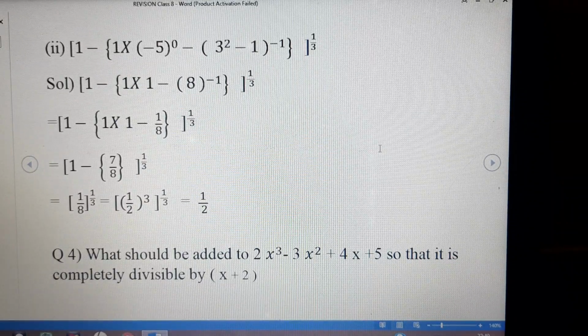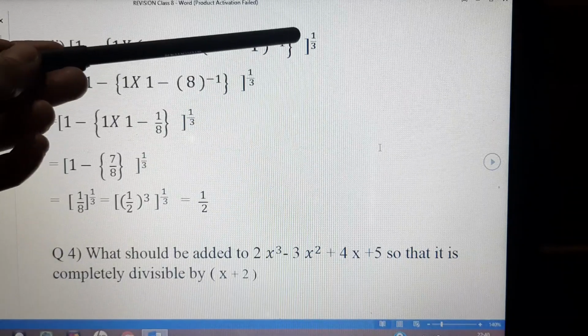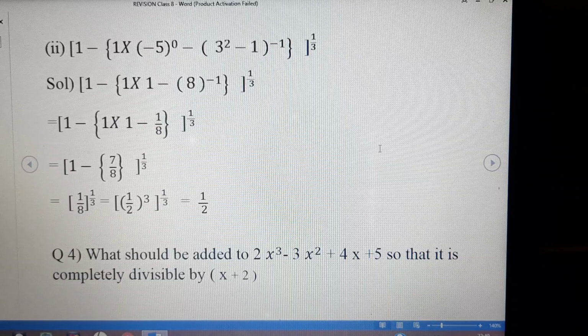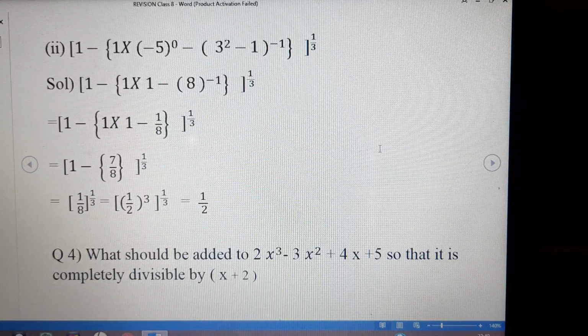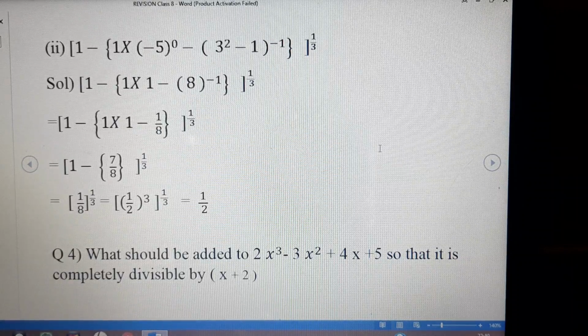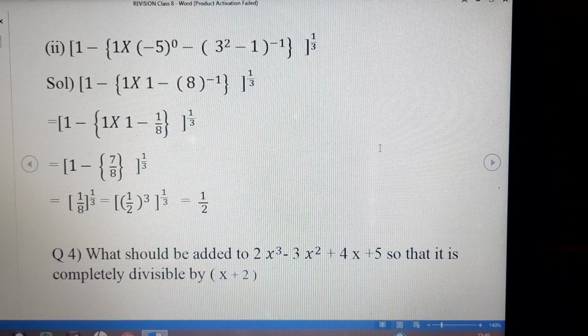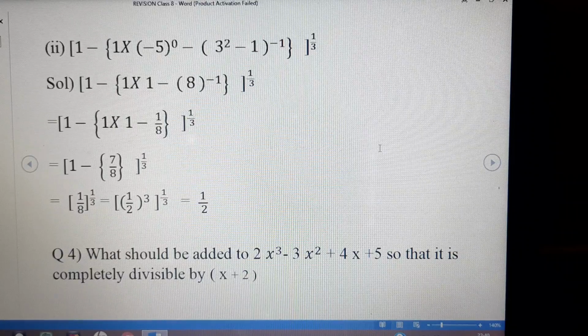There was a slight mistake when I was writing this question. There was one more negative power written here. You need to remove that. Okay, that's why I have edited it and given this question, discussed this question once again. Clear? Please avoid that section in the previous video.